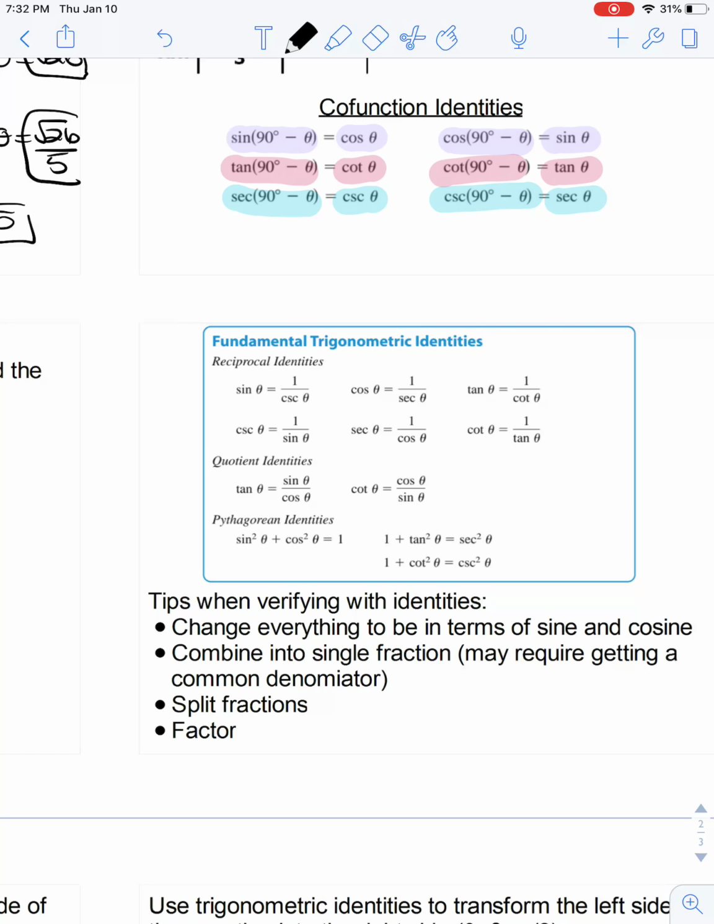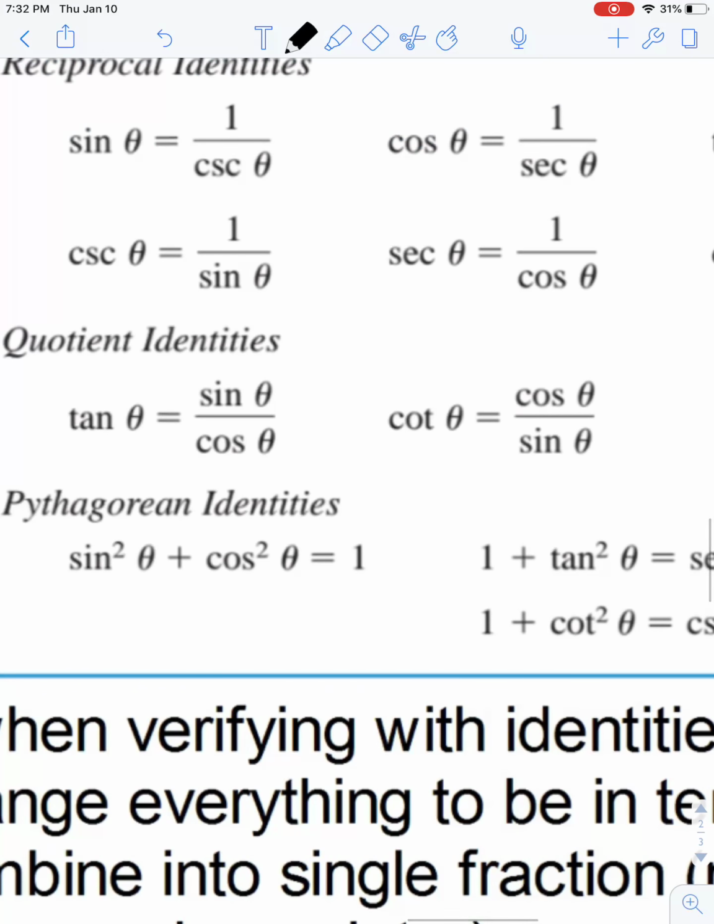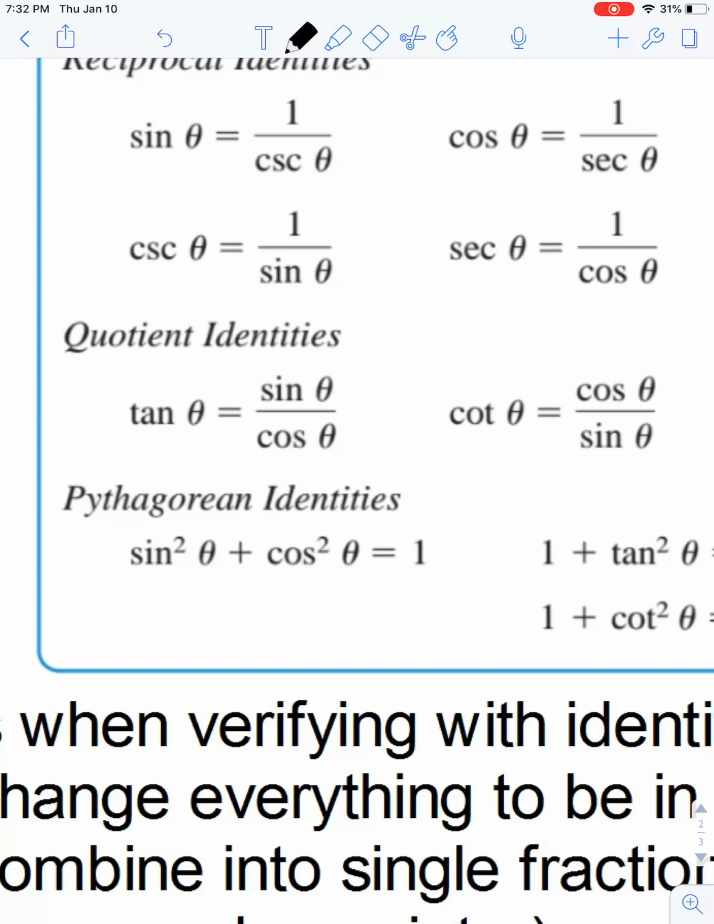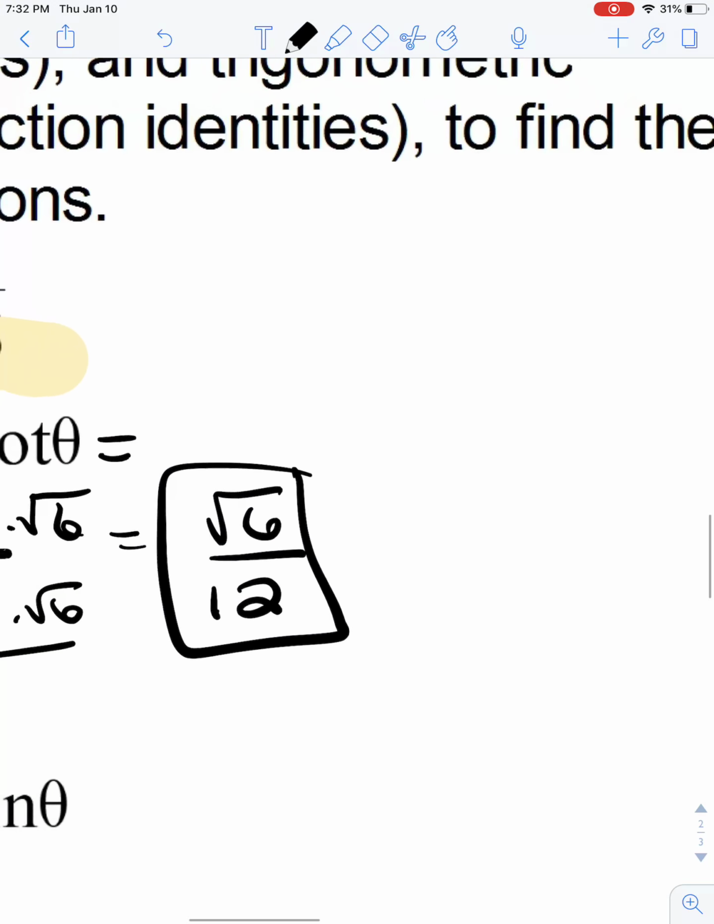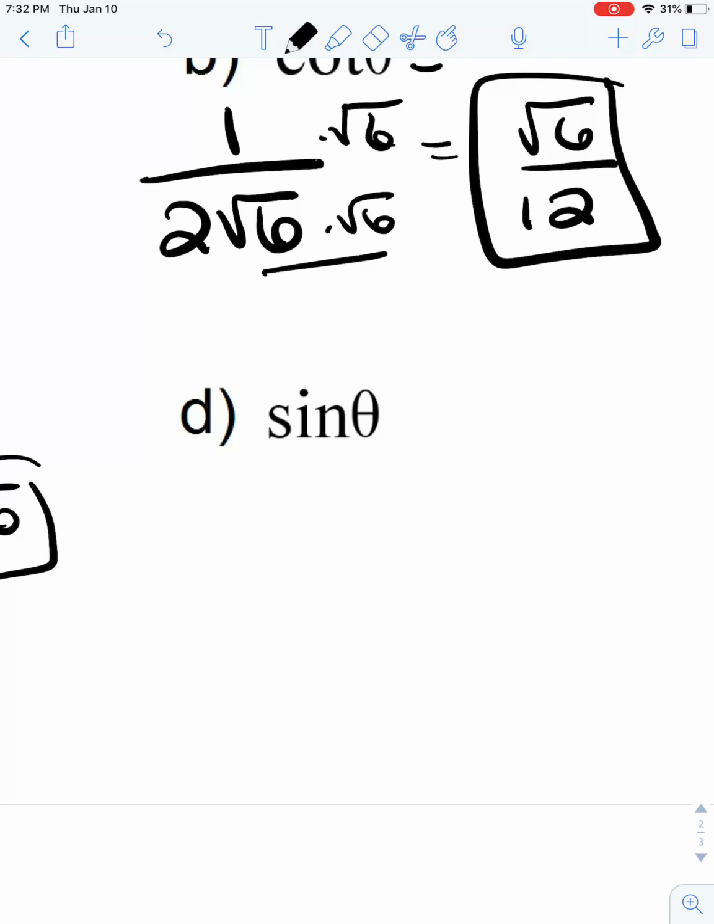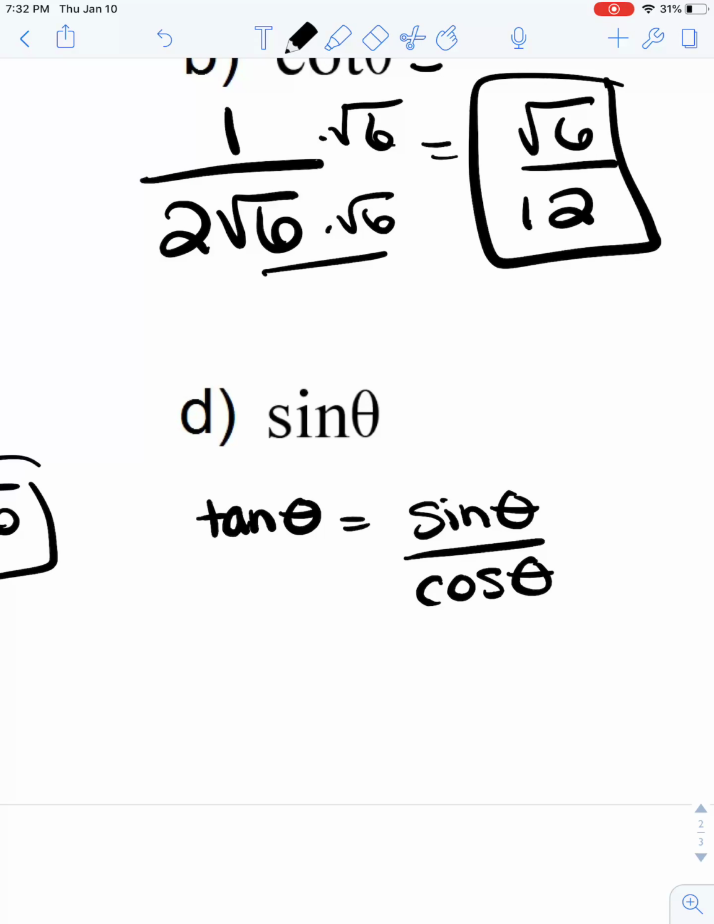Well, I know tangent, I know cosine, so I'm going to use this quotient identity where the tangent of theta equals sine theta divided by cosine theta. So the tangent of theta equals sine theta over cosine theta. And that makes sense because sine is opposite over hypotenuse, cosine is adjacent over hypotenuse, so essentially those hypotenuses cancel out, so you're left with the opposite over adjacent. So let's plug in what I know.